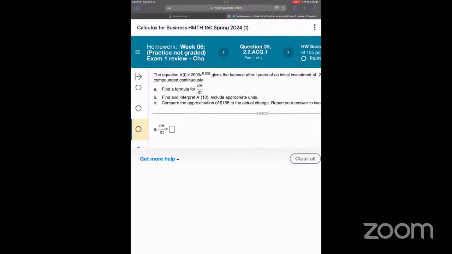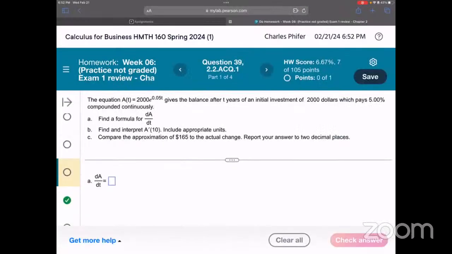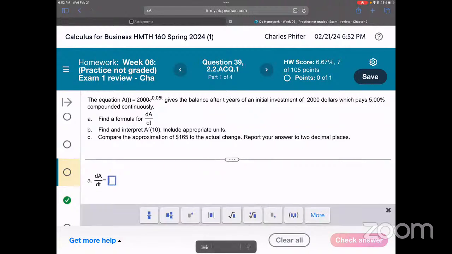So it says this equation gives the balance after 2 years of an initial investment of $2,000, which pays 5% compounded continuously. Find the formula for the rate of change of A with respect to time. Okay, so take the derivative. The derivative of e is itself times the derivative of the power.